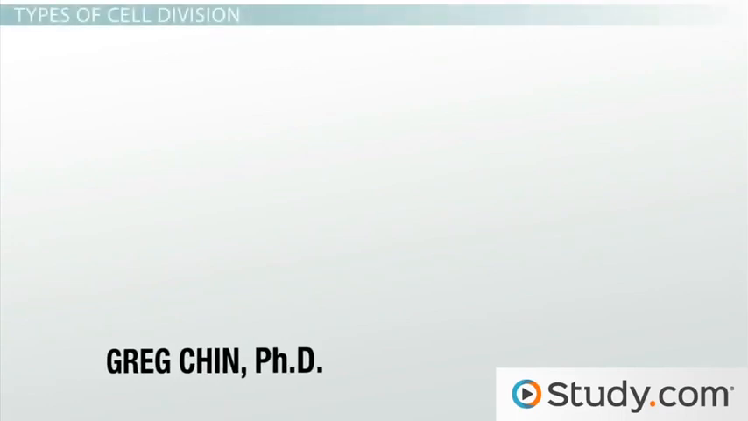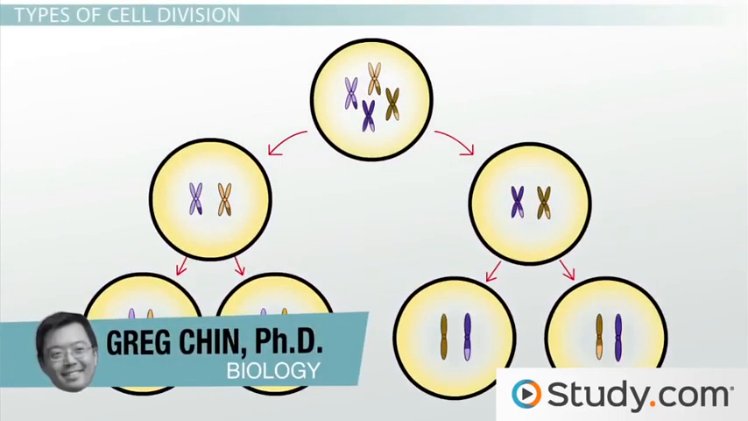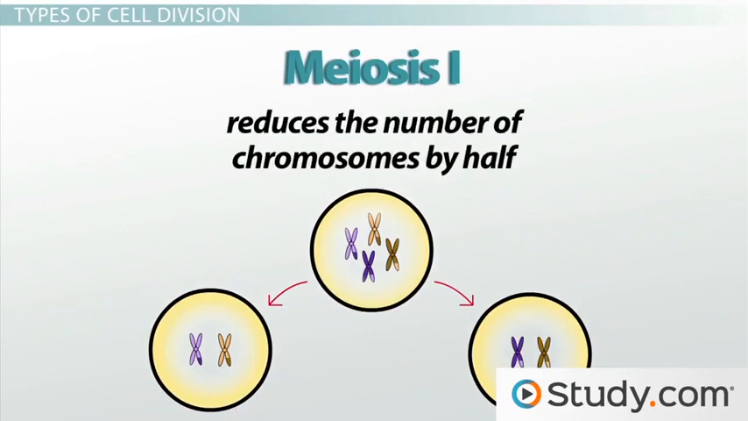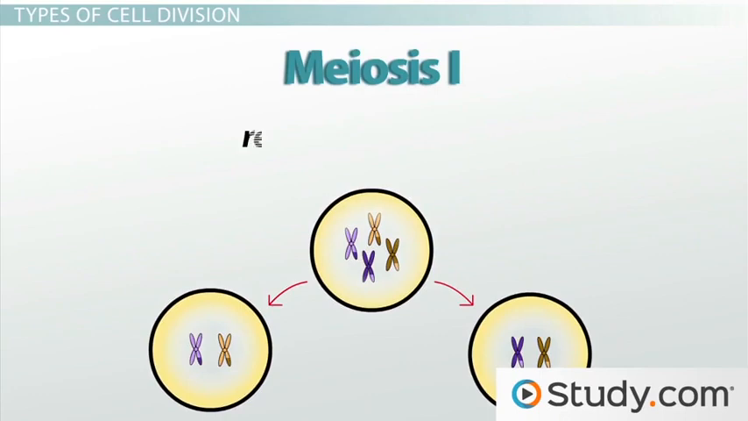To successfully complete meiosis and produce a gamete, a cell must undergo 2 rounds of division. The first round, conveniently known as meiosis 1, reduces the number of chromosomes in the cell by half. The mechanisms the cell uses to accomplish this reductional division differ greatly from mitosis.